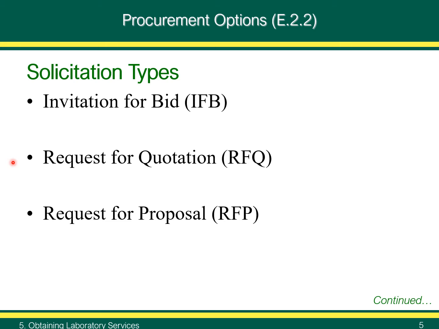RFQs are best suited where requirements can be readily and clearly defined in advance and usually results in a fixed price contract. The procurement vehicle used for RFQs is a purchase order, or PO. The next slide will talk more about POs.